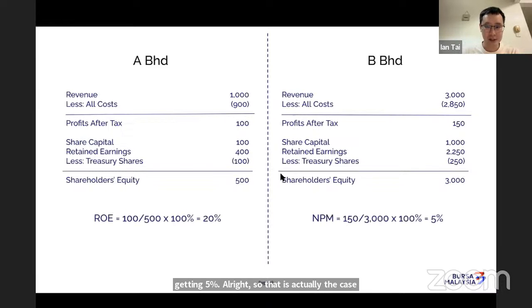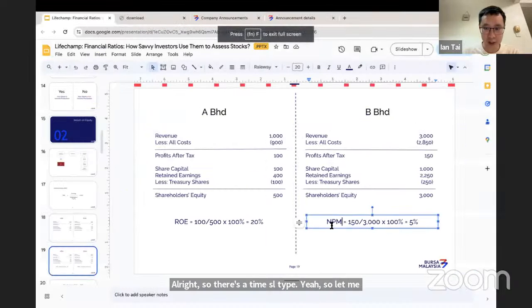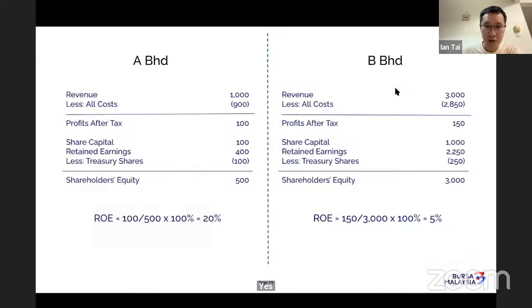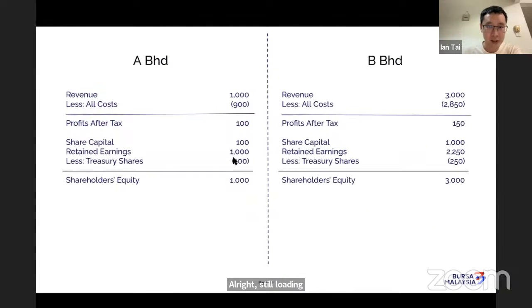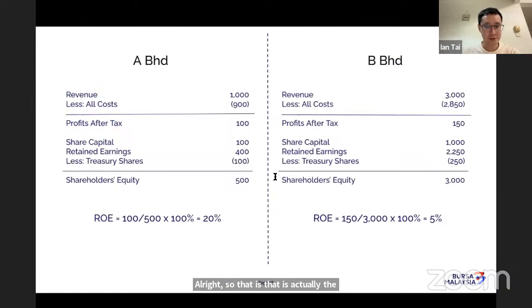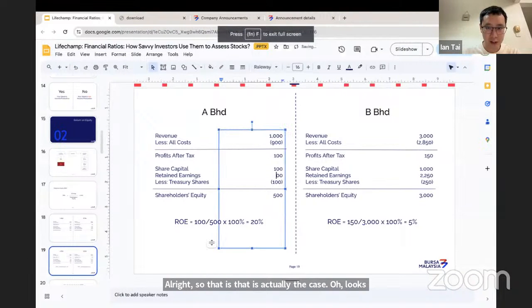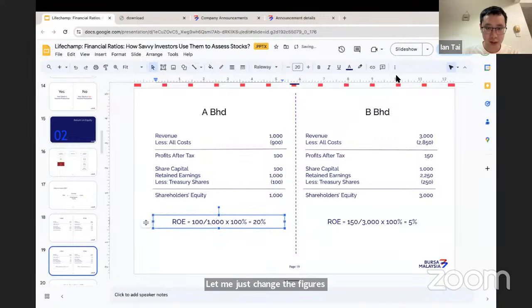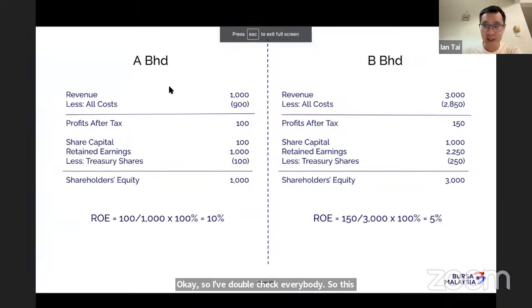There's a slight typo over here, so let me just change this. Fantastic. Still loading. Oh, looks like I got ahead of myself. Let me just change the figures. Okay, I've double checked already. So this is actually the answer over here.